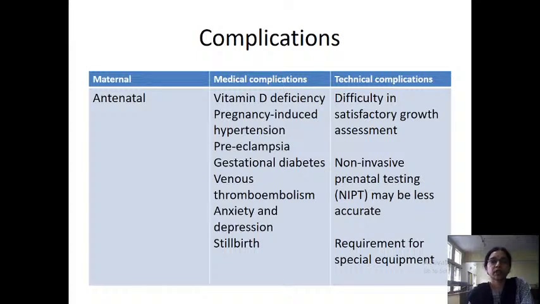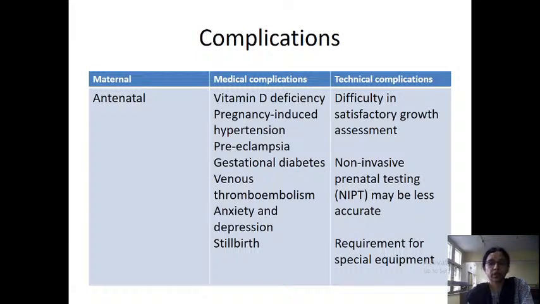And then the complications that we encounter during the later part, apart from the early pregnancy, could include vitamin D deficiency. So in women where we found that there is vitamin D deficiency, it is ideal to prescribe 10 micrograms of vitamin D daily. And also, as we have discussed, these women are at increased risk of developing hypertensive disorders of pregnancy, which includes pregnancy-induced hypertension, preeclampsia, and also these women are more prone for developing gestational diabetes, venous thromboembolism, anxiety, depression, and high rates of stillbirths are also seen in these women.